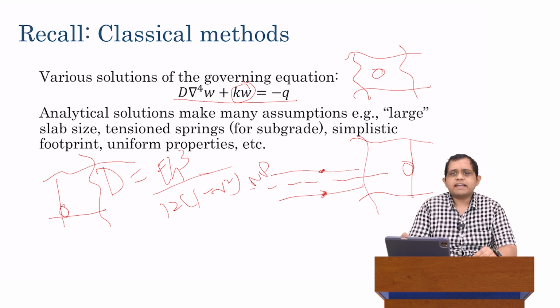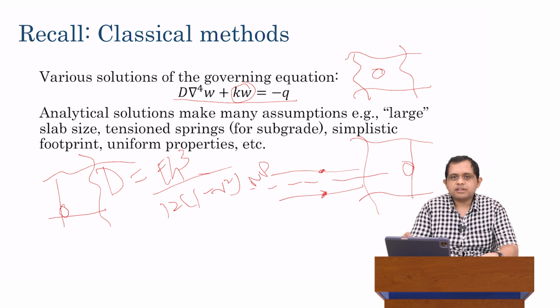That was basically the essential idea of Westergaard's theory, as well as the idea of several corrections which have come around. Now, all those corrections made various assumptions around the solution technique, but all of them stuck to this basic assumption that the slab size is very large. So that was one assumption which all analytical methods made.